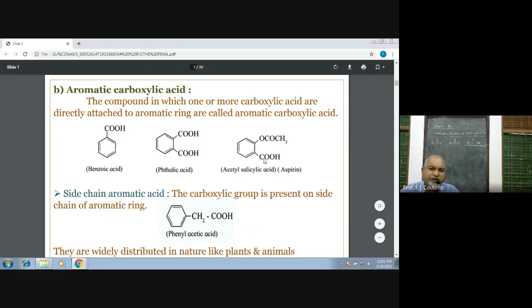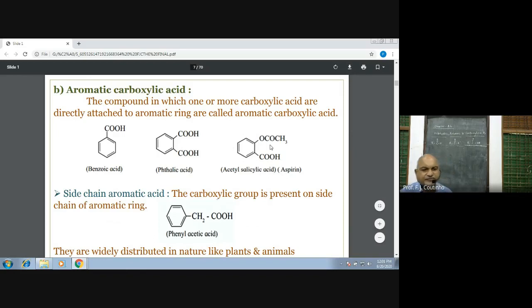So there are 2 hydrogen layers. If you see, there are 6 carbons, but the hydrogens are only 4. 1 here, 2, 1, 2, 3, 4. So it is C6H4, OC double bond OCH3, COOH. The carboxylic group is there and it is known as acetyl salicylic acid.